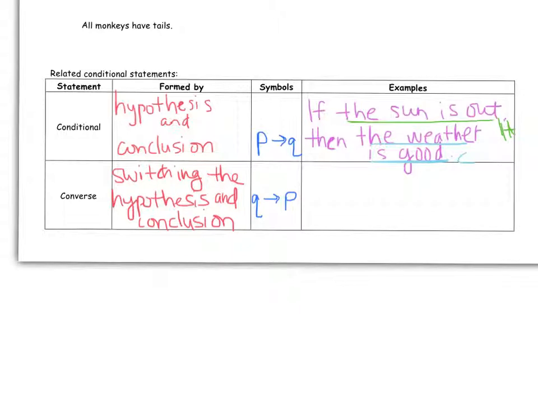So when we go to write our converse, all we're going to do is literally switch the hypothesis and conclusion. Where I have the green, write this part. Where I have the blue, I'm going to write that part. The if and then stay where they are. So the converse would be, if the weather is good, then the sun is out.